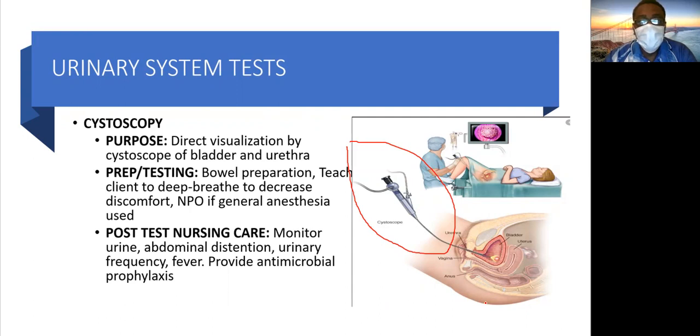Now, at the end of the test, you want to monitor the character and the volume of urine. You also want to check for abdominal distension, urinary frequency, and fever. Again, it's expected that the urine might be pink tinged. There may be some pink discoloration to the urine that will be expected. Abdominal or pelvic pain should not be expected because that would indicate some trauma. And you want to provide antimicrobial prophylaxis.